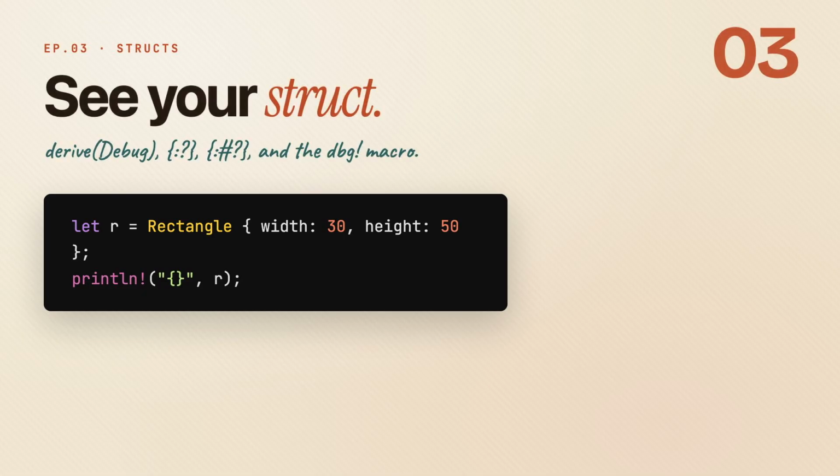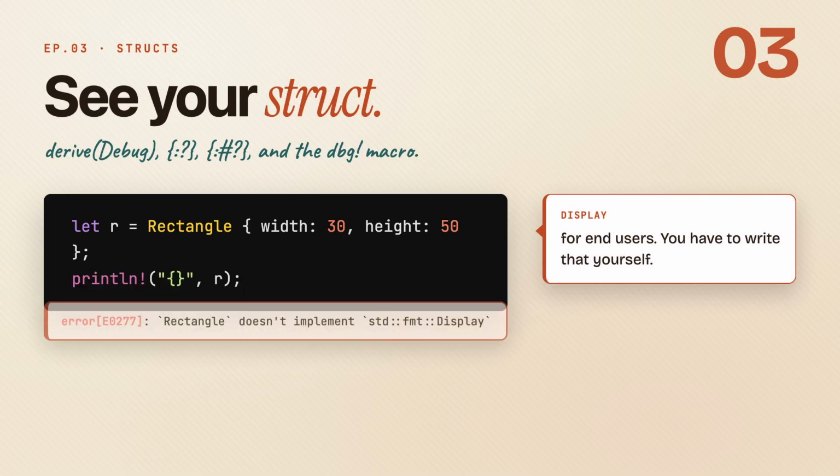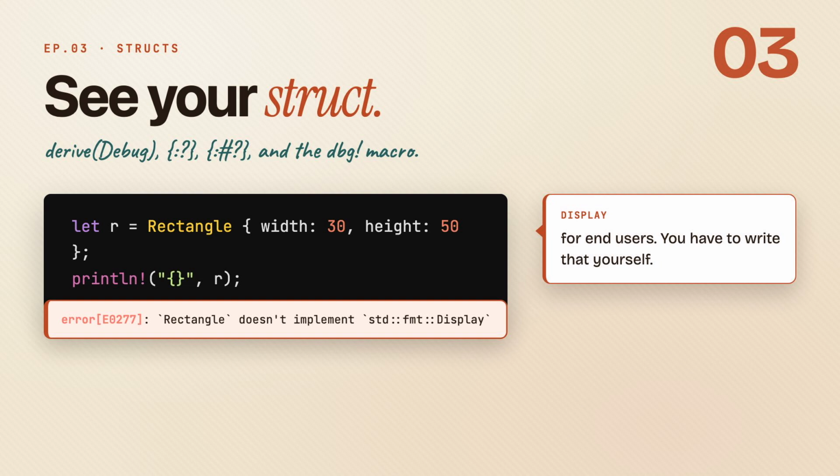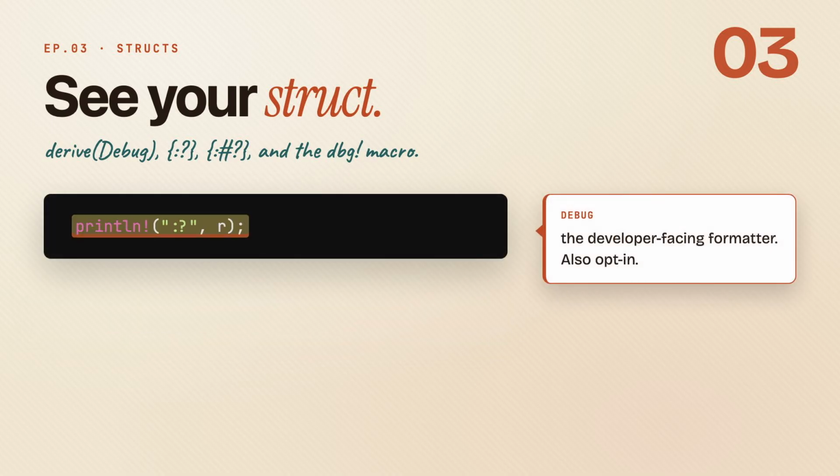Now we have a rectangle. We want to see what's in it. You can type println and give it the rectangle and run. The compiler will stop you. The message says Rectangle does not implement Display. Display is the formatter for end users. Rust does not write it for you automatically.